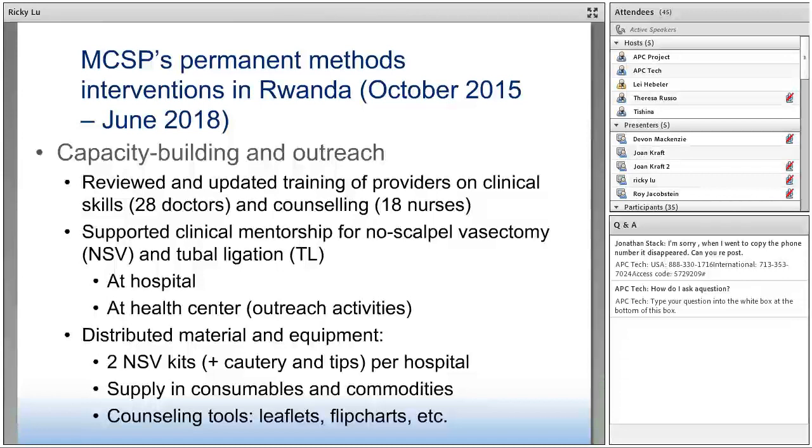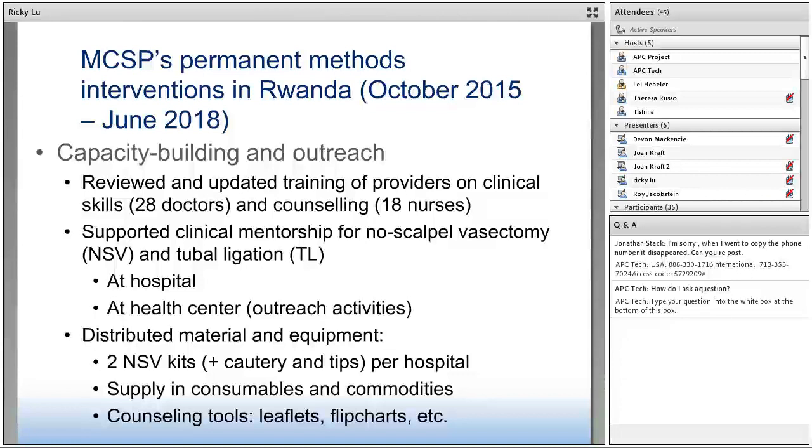Aside from just reviewing the updated training materials, we trained 28 physicians to do the procedure, as well as worked with 18 nurses to support them, including primarily doing counseling. In addition to training, because we know permanent methods are a surgical procedure, in addition to developing competency, we also supported clinical mentorship, particularly to ensure that they become confident in the procedure that they're going to be doing, whether it's in the hospital or at the health center.